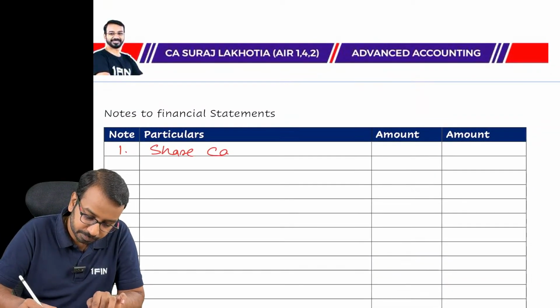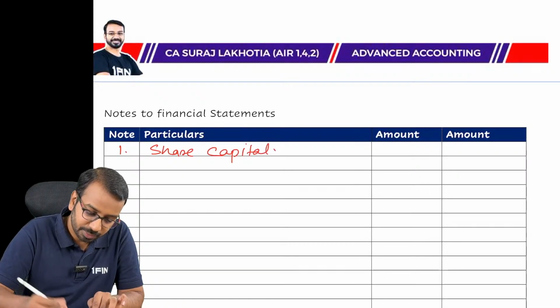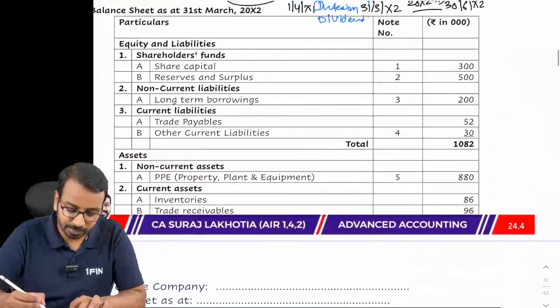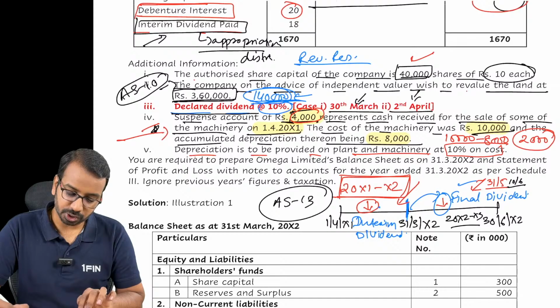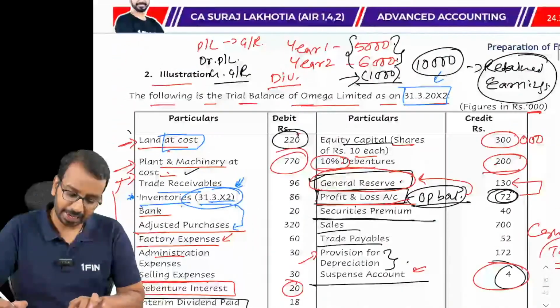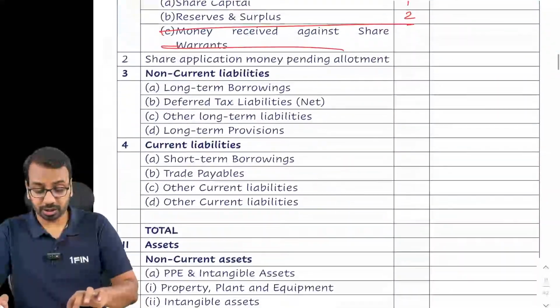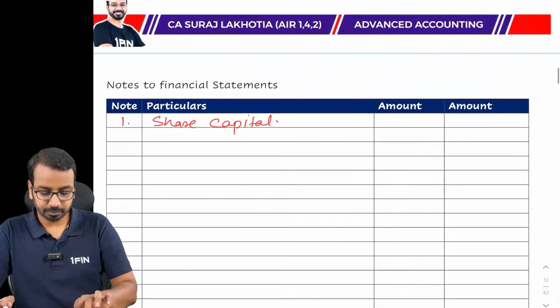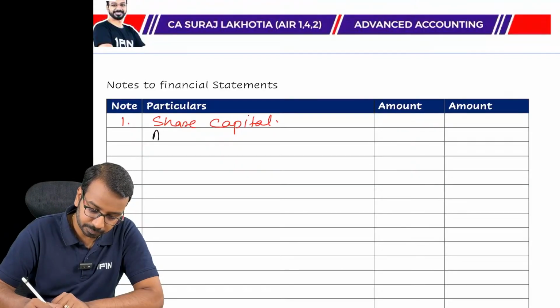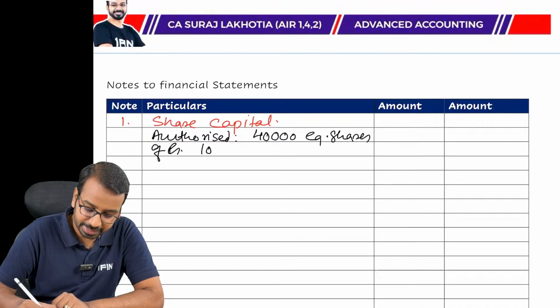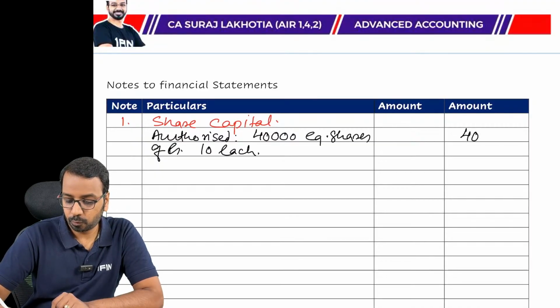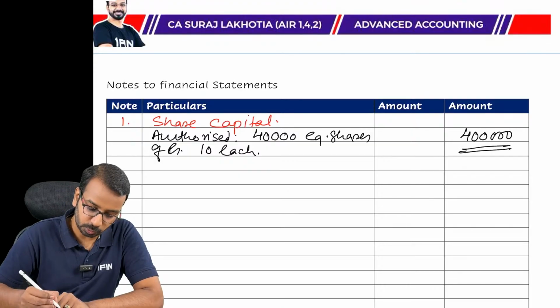share capital. Now in share capital, please remember they have given us authorized information. Authorized share capital of the company is 40,000 shares of rupees 10 each and 300 has been subscribed. So 40,000 equity shares of rupees 10 each, 4 lakhs, authorized. This does not enter into the total.